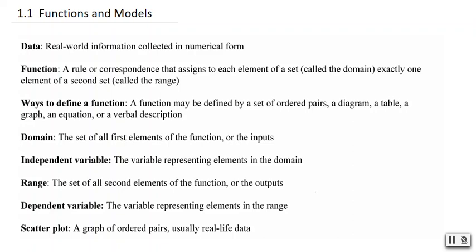1.1 is functions and models. We have some vocabulary words to start out with. These are terms we'll be using for the entire semester, so it's worth it to write them out and commit them to memory. Data is real-world information collected in numerical form.